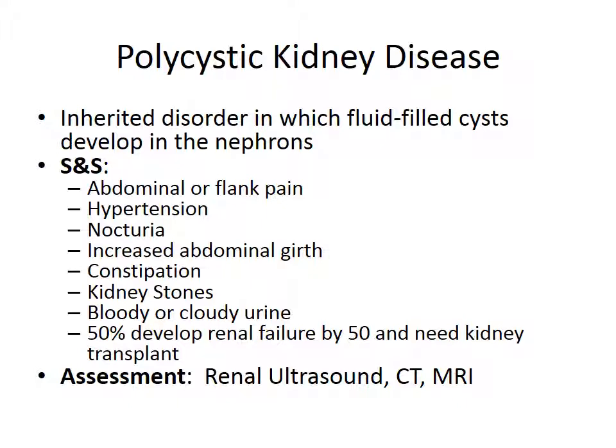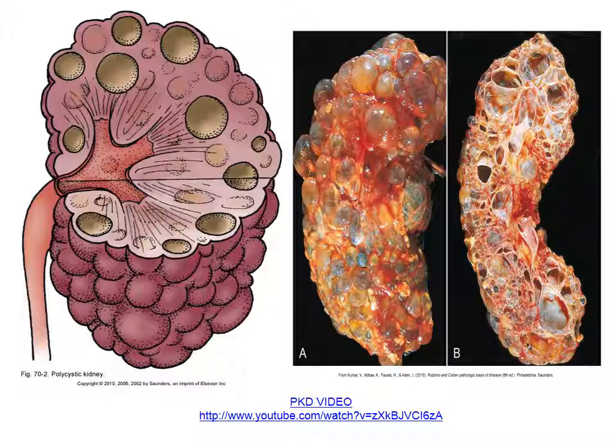The assessment is done with a renal ultrasound, a CT, or an MRI. This slide here shows the different types and how this looks. Slide A is the little cysts, and slide B is where those fluid-filled sacs have actually ruptured. And one of the problems with polycystic kidney disease is that as the numerous amount of cysts develop in the patient, they eliminate the ability of the kidney to function.